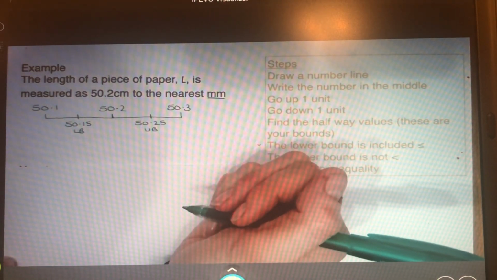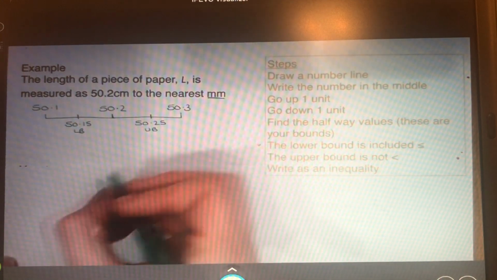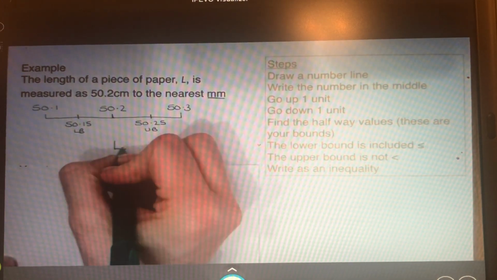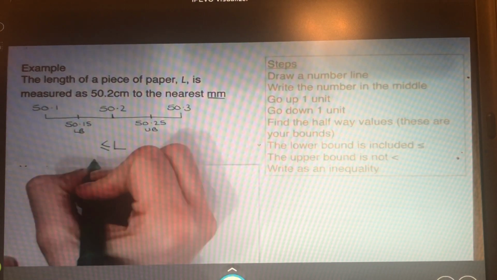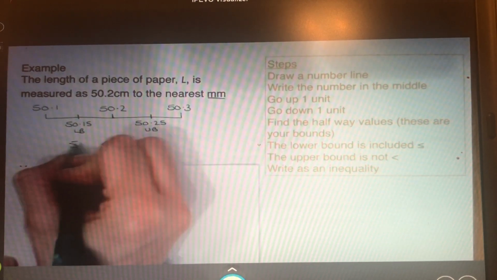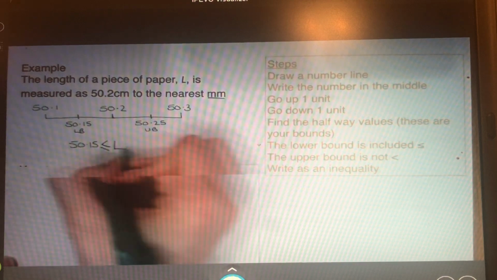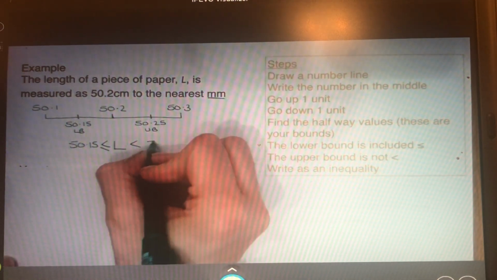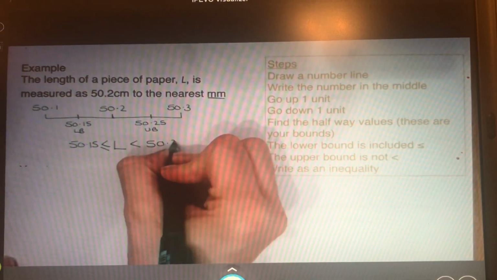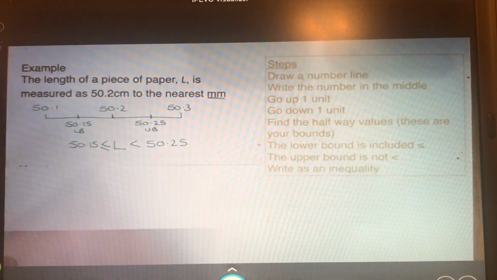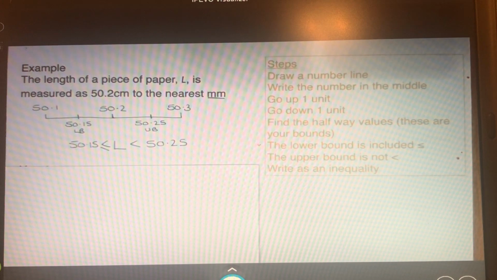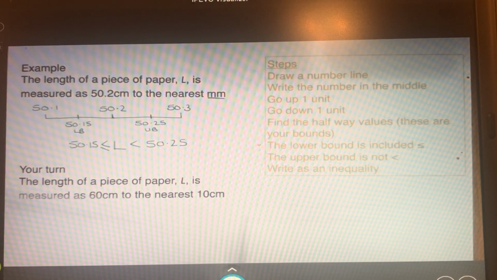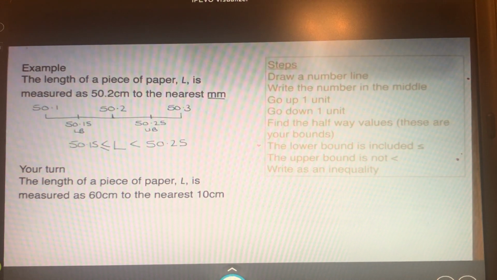And if I'm asked for the error interval, we're using L for the length of piece of paper. The lower bound is included, so I get 50.15, and the upper bound isn't included, so I get 50.25. Okay, so your steps are still on the right there. So what I want you to do now is press pause and have a go at your turn.